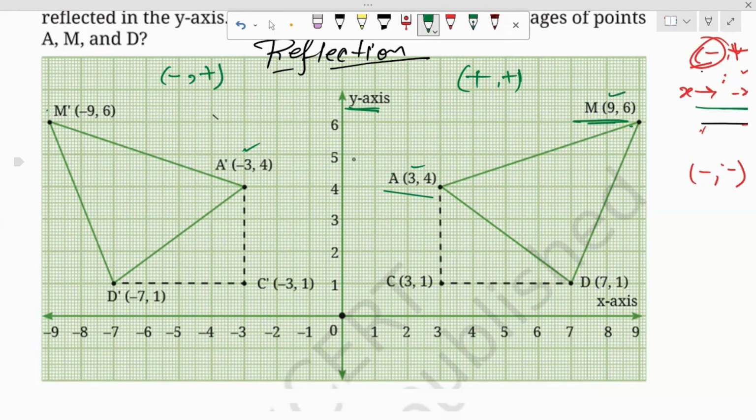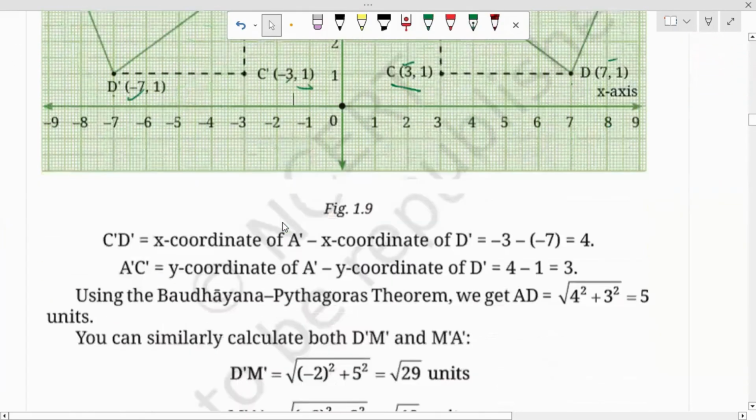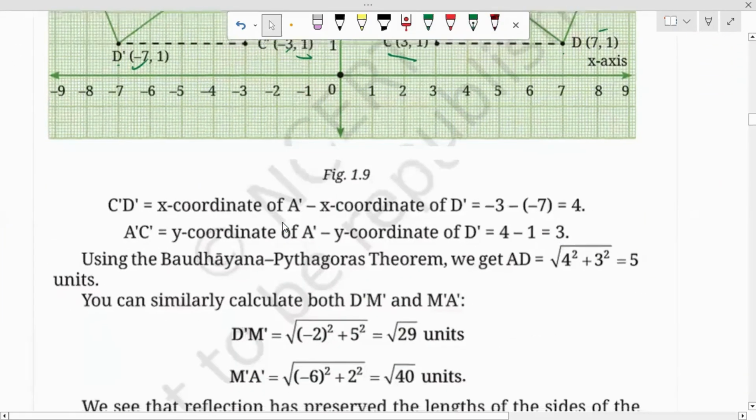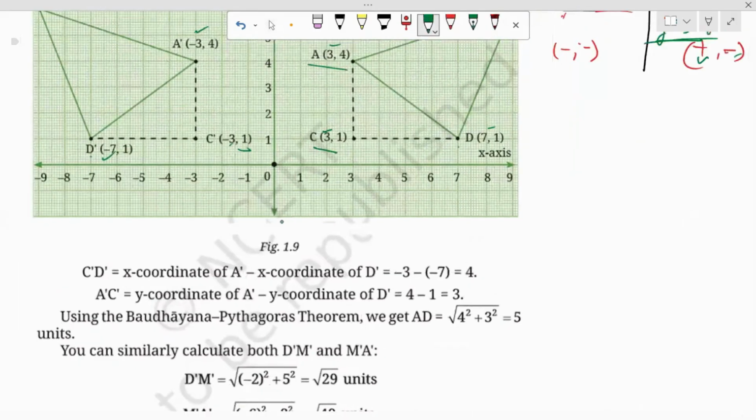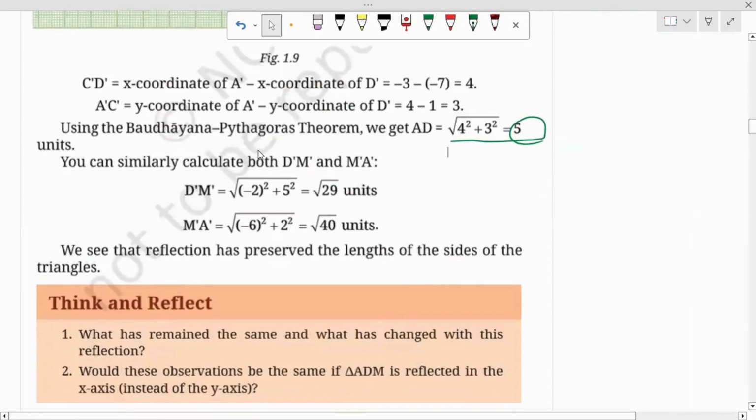So positive 9 will become negative 9, and then 6 the same. Similarly, D, its reflection D prime, its 7 will become minus 7 and 1 will be 1. And C, its reflection will be C prime. Here it's 3, it will become minus 3 and 1. Everything will be the same. Now, is this reflection having any impact on the distance? If you see, you can clearly see that if we take negative also, there is no change in the distance.